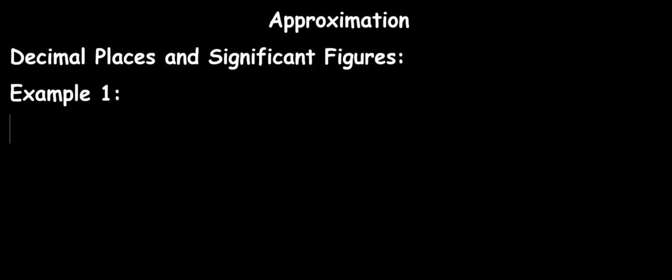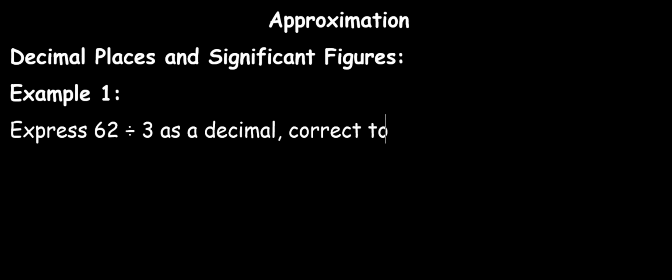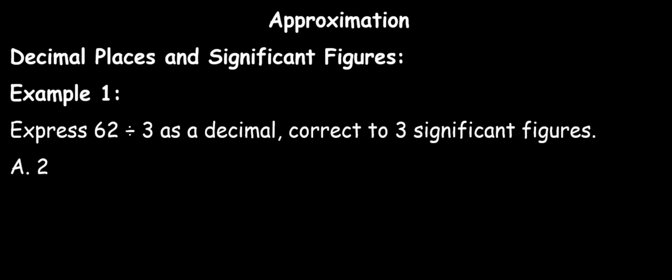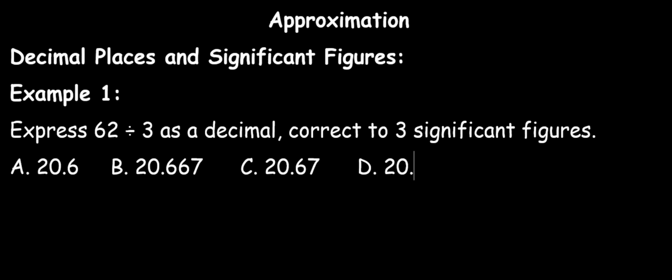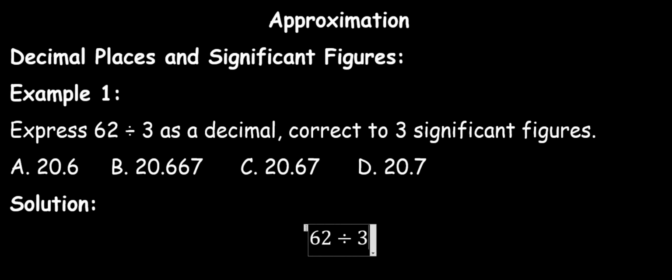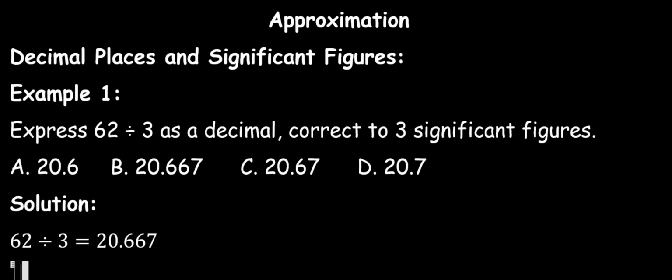Let's take an example. Express 62 divided by 3 as a decimal, correct to 3 significant figures. A, 20.6. B, 20.667. C, 20.67. D, 20.7. Solution. 62 divided by 3 is equal to 20.667, which is approximately equal to 20.7 to 3 significant figures.